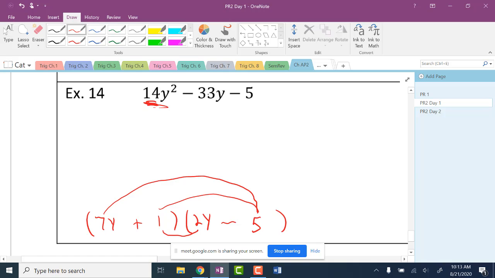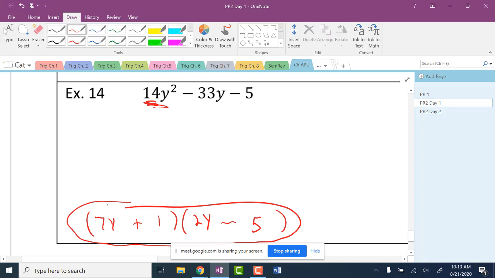-35y plus 2y is -33y. I know it's the right answer. That's what factoring is. It's unfoiling. What is the multiplied form that equals what I have originally? So factor, foil. And that's the relationship, and that's why good foilers are good factors.